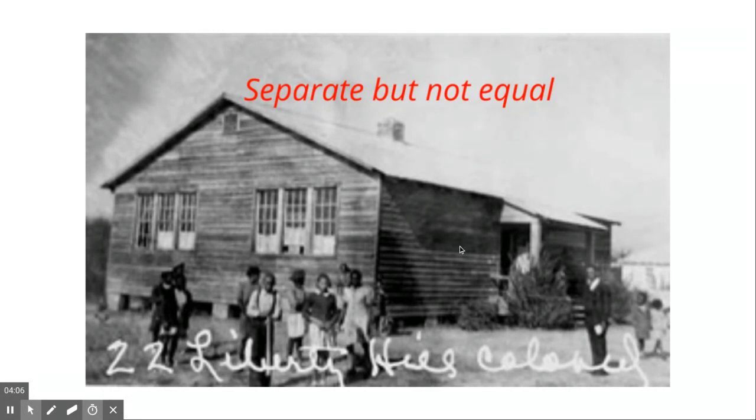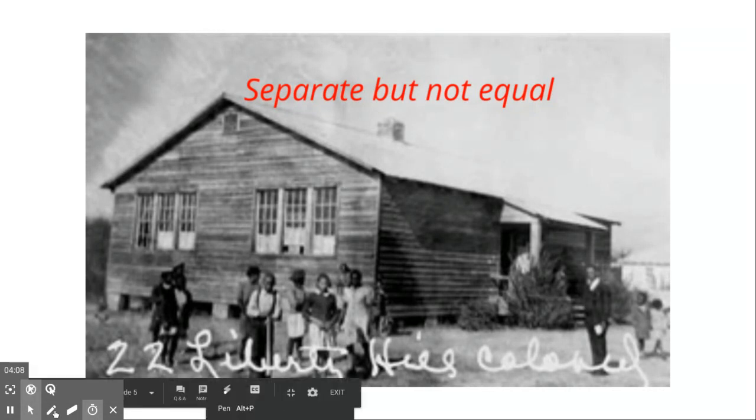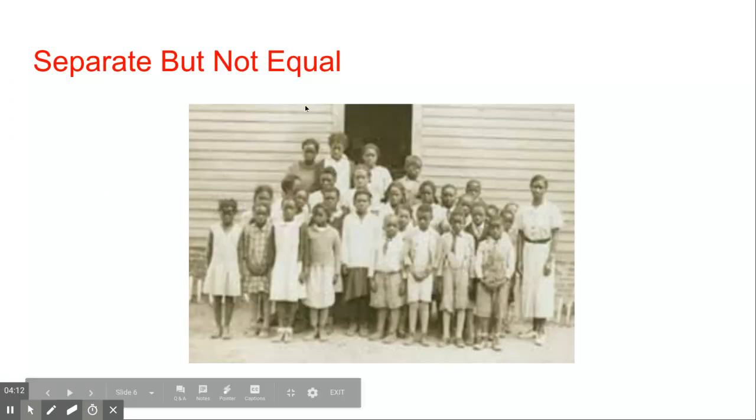Here's an example of an all African American school. You can see not very modern even for its time period. Again, more separate but not equal. African Americans gathered outside an African American one-room schoolhouse for their education.